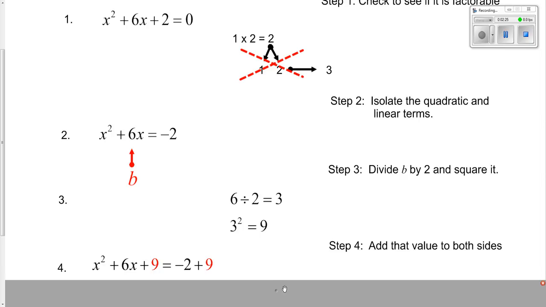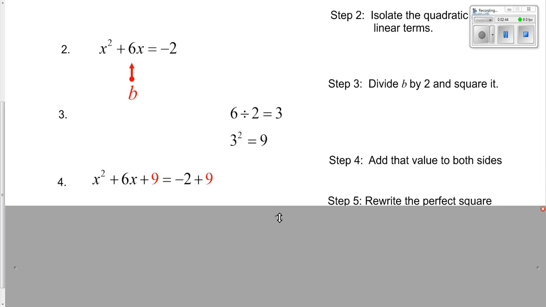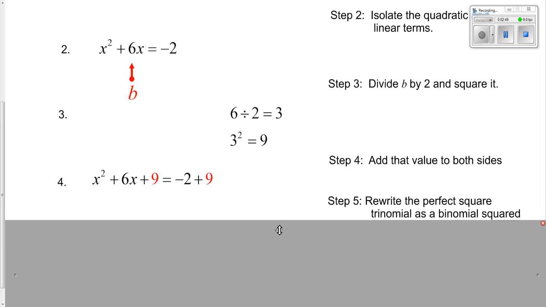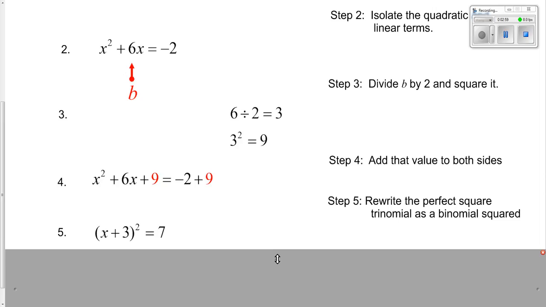So here we have x squared plus 6x, now plus 9. Now remember, we're doing this to get a perfect square trinomial, which we have now here. But when we do this, we have to also add 9 to both sides, because if we don't, then we've changed our equation. It's no longer the same equation. So we're going to rewrite the perfect square trinomial as a binomial squared. And when we do that, we get x plus 3 squared equals 7.